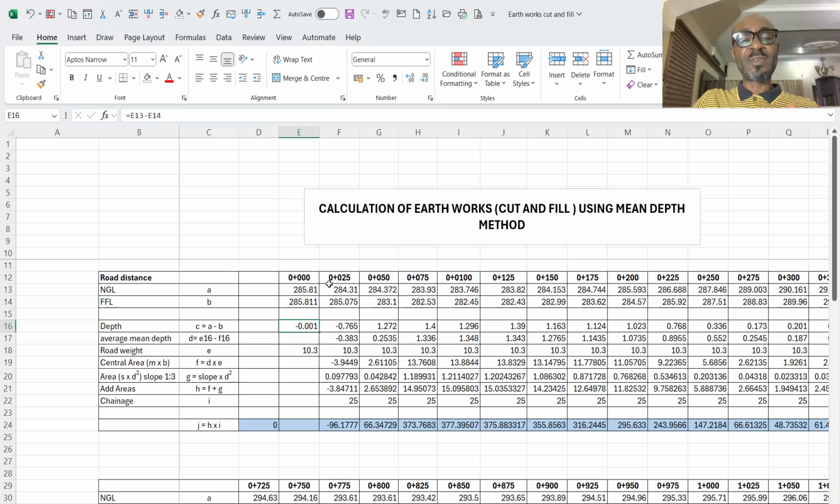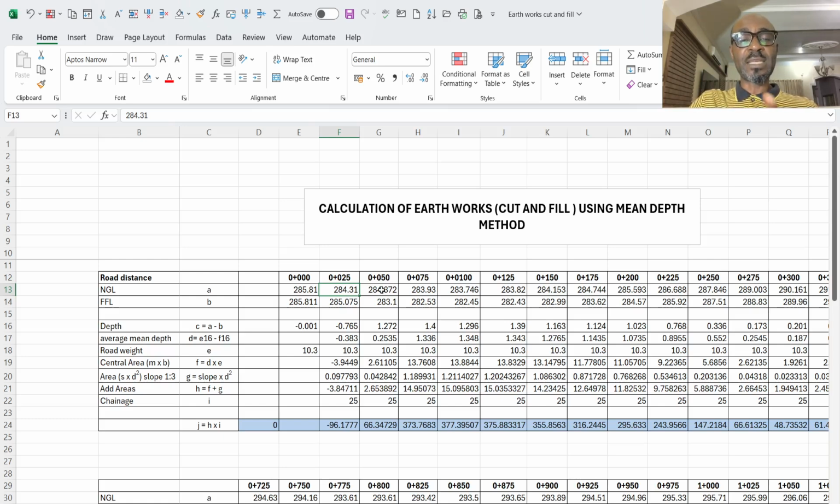So at 25, this change of 25, my natural ground level reading is 284.31, while my formation level is 285.075, meaning the formation level is higher than the natural ground level.